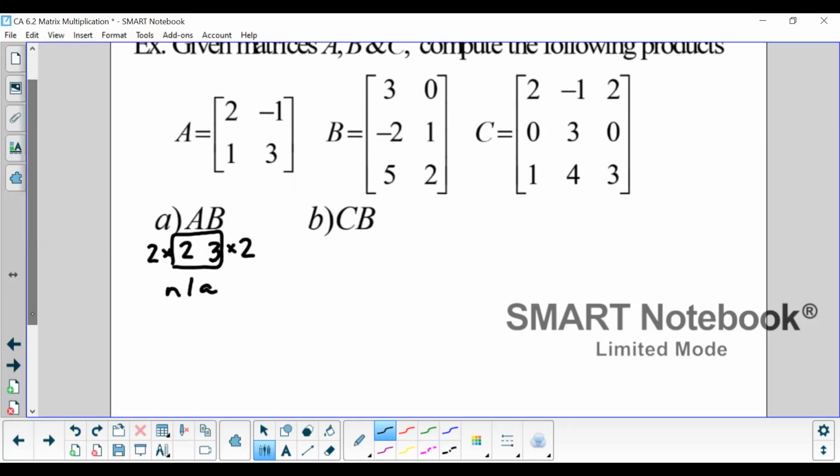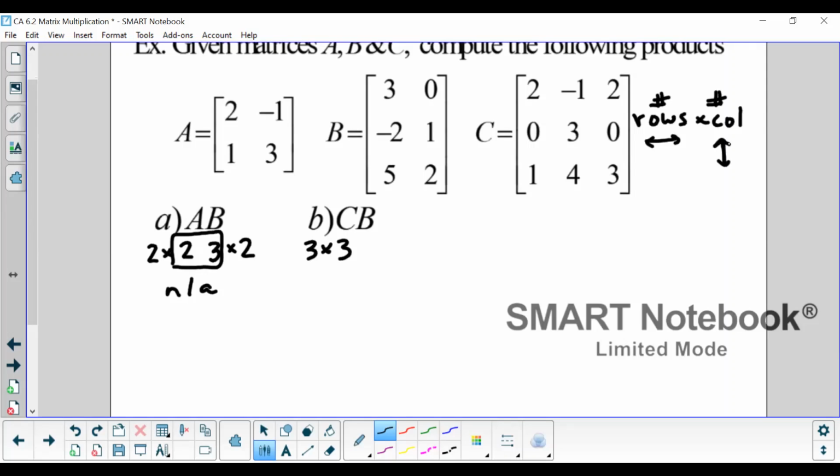So then we go to CB. I do the same thing. I put the dimensions under each letter. So the dimensions of C are 3 by 3. That's rows by columns. So if you need to remind yourself of that, because it was a long weekend, remember it's rows first by columns second. Rows go left and right, columns go up and down. And the dimensions for B are 3 by 2.